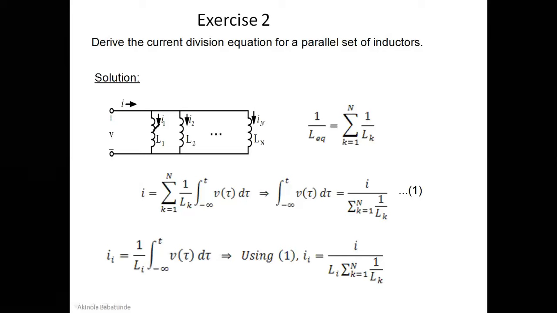So for inductors, 1 over L equivalent will be equal to 1 divided by L1 plus 1 over L2 if we have just 2 inductors. But if we have many inductors, it becomes 1 over L1 plus 1 over L2 plus 1 over L3 plus the 1 over individual inductors right up to 1 over Ln, until K is equal to N. So that is what this represents: the summation of all the 1 over inductors put together.